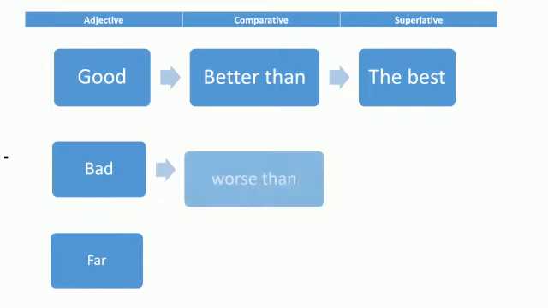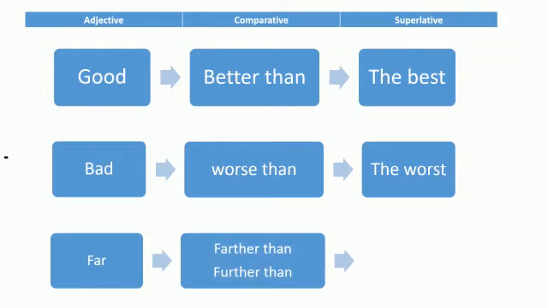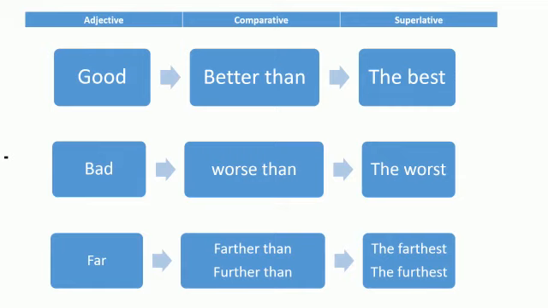Okay, bad in the comparative, worse than. In the superlative, the worst. So bad, worse, worst. Far in the comparative, it will be farther than or further than. Both are correct. In the superlative, the farthest or the furthest. Both are correct.